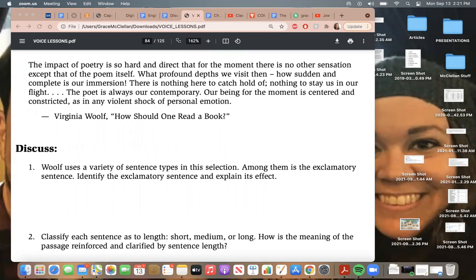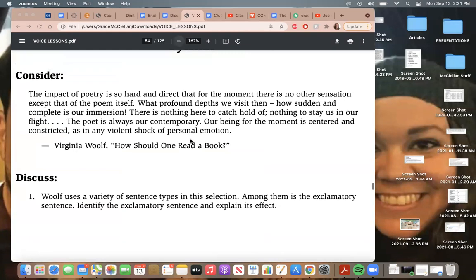Okay, so the little passage here: the impact of poetry is so hard and direct that for the moment there is no other sensation except that of the poem itself. What profound depths we visit then, how sudden and complete is our immersion. There is nothing here to catch hold of, nothing to stay us in our flight. The poet is always our contemporary. Our being for the moment is centered and constricted, as in any violent shock of personal emotion.